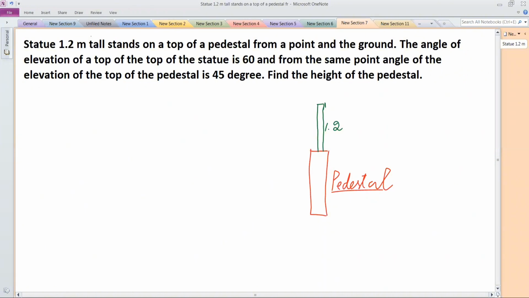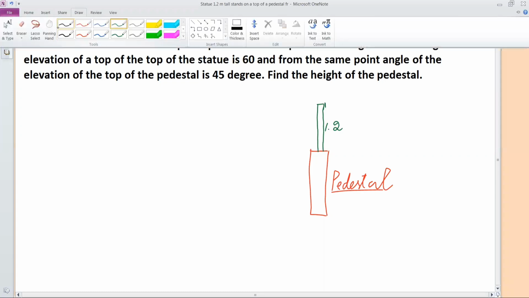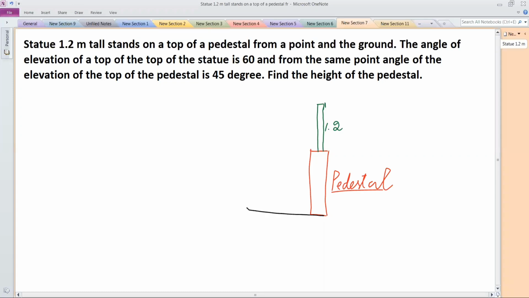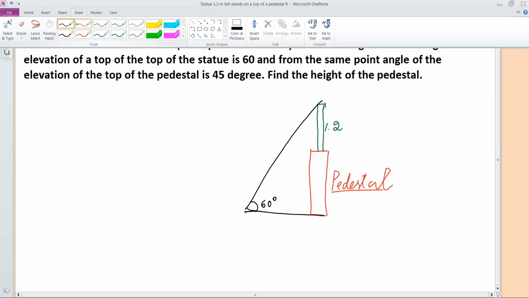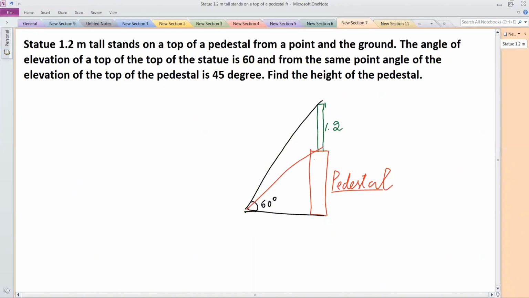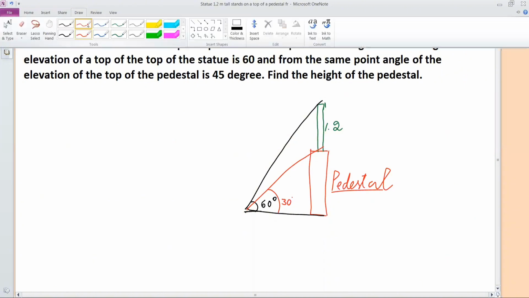Now you are looking at the statue. The person is looking at the statue at an angle of elevation of 60 degree, and looking at the bottom of the statue at an angle of elevation of 30 degree. Now the question is, find the height of the pedestal. They are asking us to find the height of the pedestal.